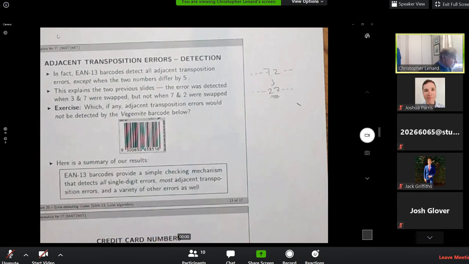So if you look here, if I swapped this 5 and 0 around to be 0, 5 and ran it through the checksum algorithm, then it would come out as being valid. It wouldn't get picked up because they differ by 5. But if I swapped 6 and 5 there, that would get picked up because they differ by 1.